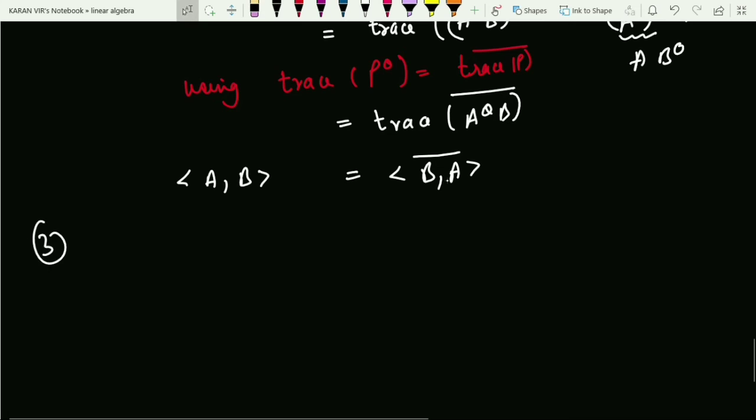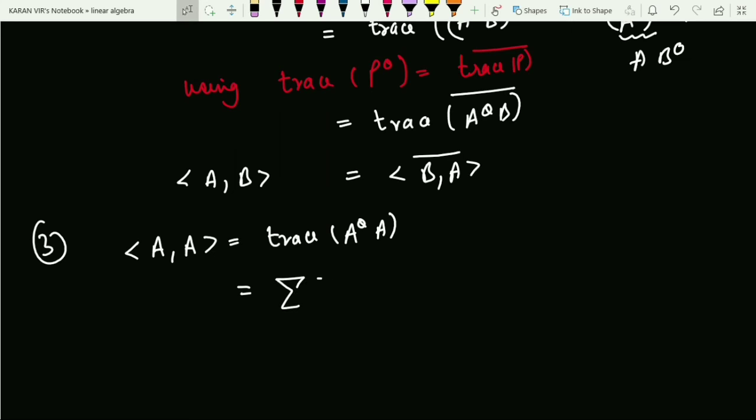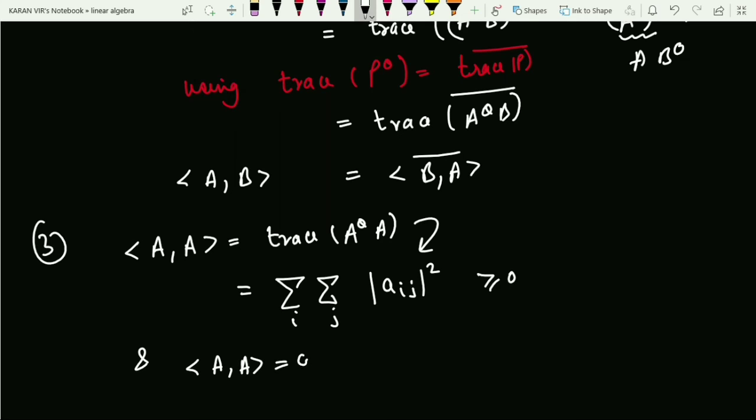Now moving on to the last property, the inner product of A comma A. How is it defined? It is defined as the trace of A theta into A. What is my claim? My claim is that this is nothing but a double summation running over i and j of the modulus of a_ij whole squared. We know this is a square of something, which is always greater than or equal to 0. Moreover, the inner product of A comma A will be equal to 0 if and only if A is 0. And hence all the properties are satisfied.